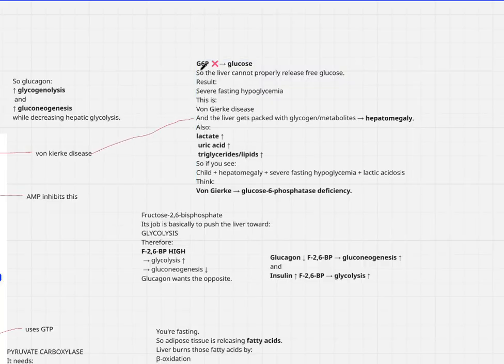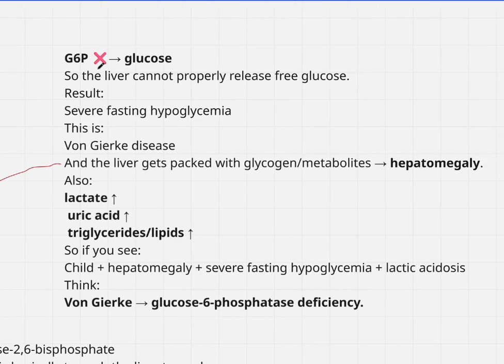So, you don't have the glucose 6 phosphatase, you can't release the free glucose, right? You get severe fasting hypoglycemia. This is called von Gierke disease, and the liver gets packed with glycogen metabolites, and this leads to hepatomegaly. So the lactate rises, the uric acid rises, triglycerides and lipids rise. So if you see a child with hepatomegaly, severe fasting hypoglycemia, and lactic acidosis, you think about von Gierke. Right.